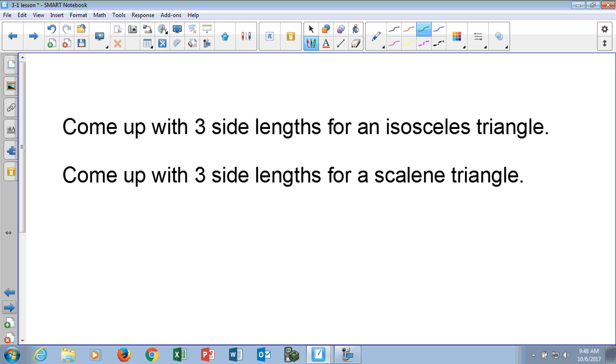Anyone have one? Martina? 12, 12, and 2. So one of the 12s is our longest side, right? So 12 plus 2 is 14. Is 14 greater than 12? Yep, that would qualify. And again, we got two same lengths, so that would work.